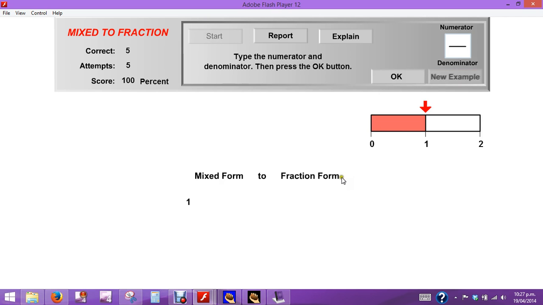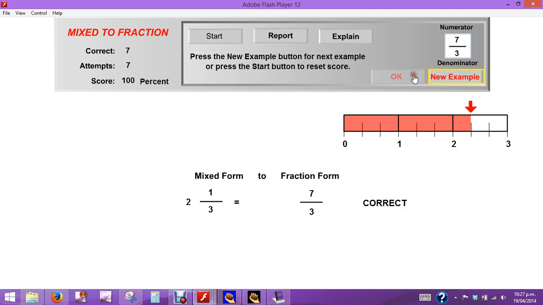New example, we have 1 whole. How many? I'll try 1 out of 1 because I can't see any smaller fraction. So when we write 1 whole as a fraction, we can write it as 1 out of 1. Correct. Next example, 2 and 1/3. I can see 7/3 there. Beautiful. So 2 and 1/3 is equivalent to 7/3. Improper fraction or fractional form, mixed form, whole number and a fractional part.